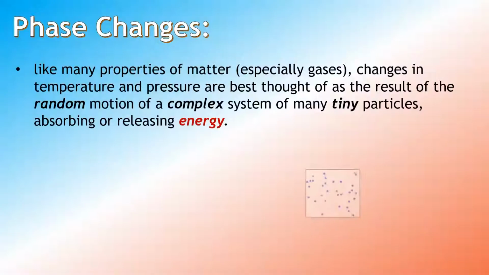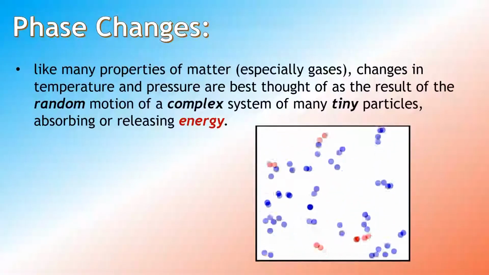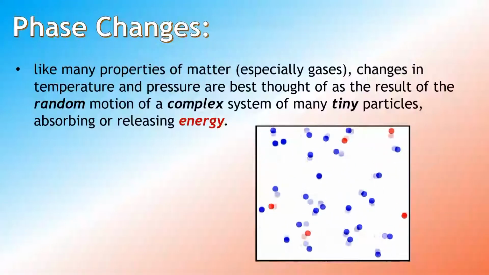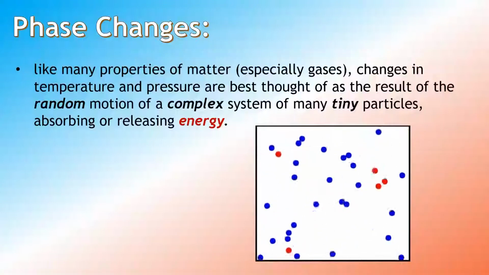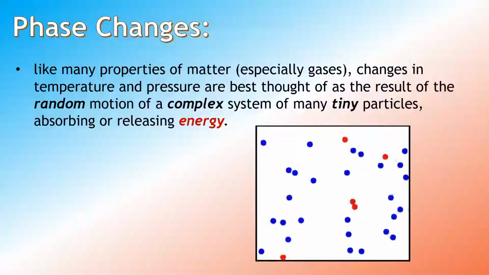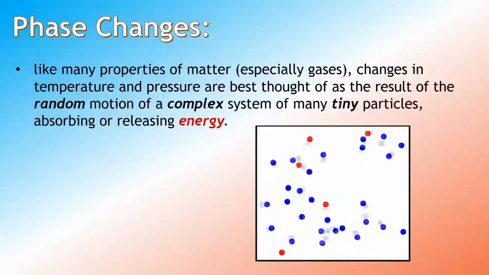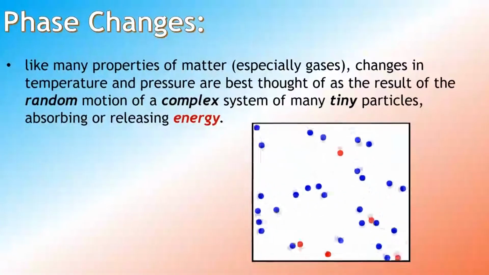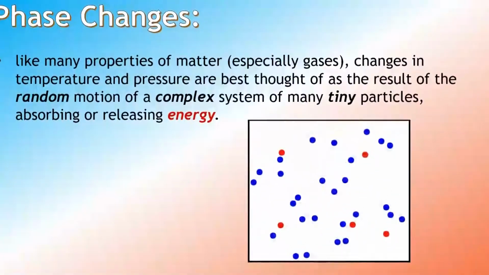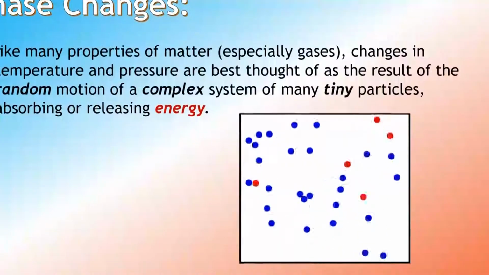Now, like many properties of matter, especially gases, the changes in temperature and pressure are best thought of as the result of the random motion of a complex system of many tiny particles absorbing or releasing energy. This is a very important point. Here you see this image in front of you, blue spheres and red spheres bouncing around inside a box. They represent about, say, 24 particles of some gas colliding with one another and with the sides of their container.